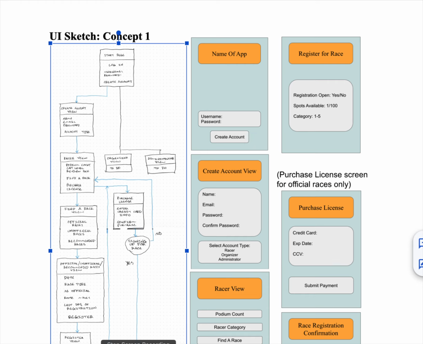Finally, our design incorporates important constraints such as license verification, race registration limits, role-based access control, category requirements, and fast processing of race results. These constraints help ensure security, fairness, and performance throughout the system.